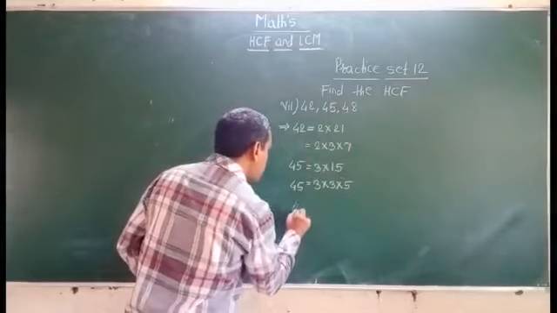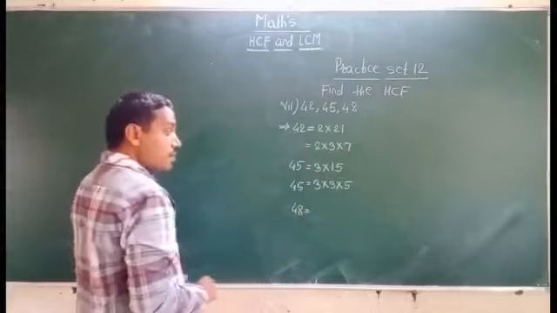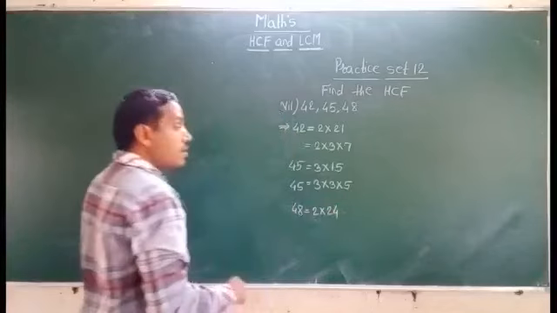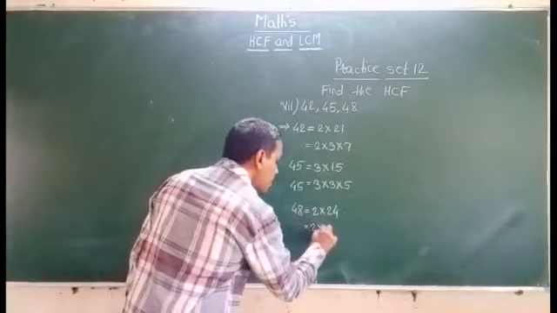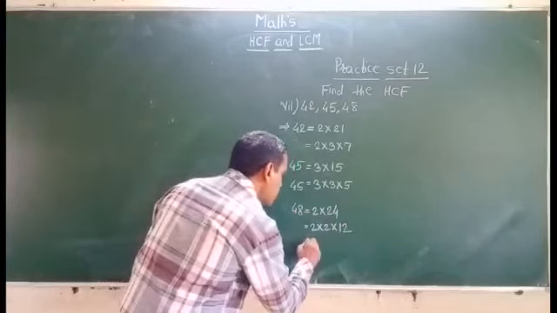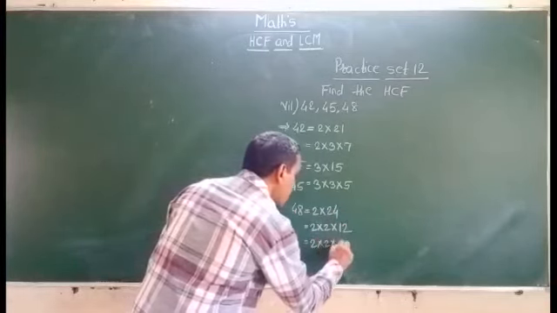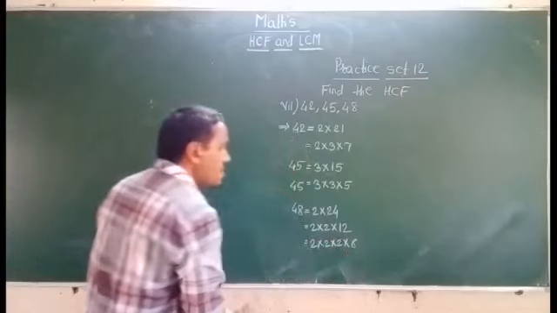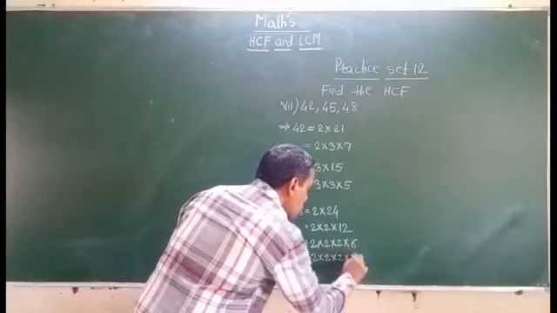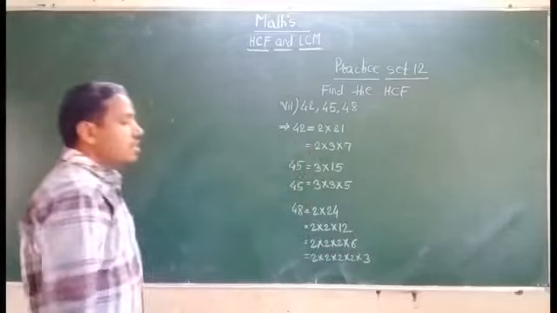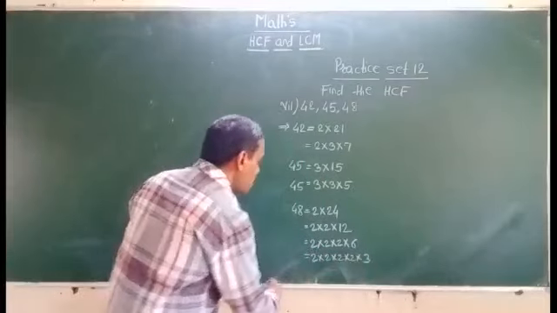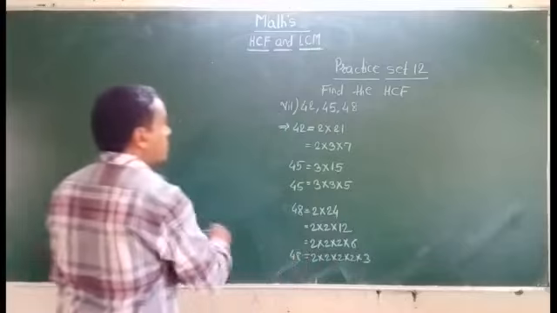At the end, 48. 48 is divided by 2, and we get 24. That 24 is again divided by 2, and we get 12. That 12 is again divided by 2, and we get 6. And that 6 is again divided by 2, and we get 3. The prime factorization of 48 is 2 into 2 into 2 into 2 into 3.